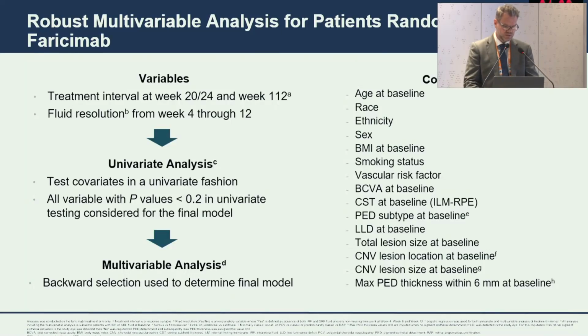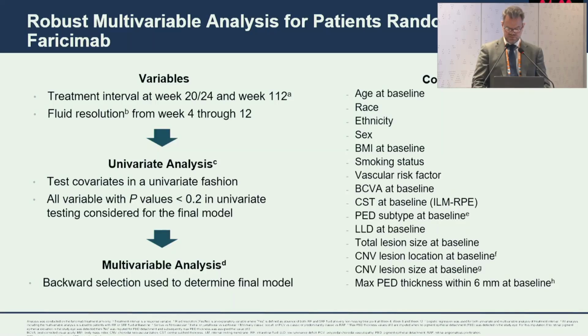To answer that question, a multivariate analysis was performed with the variables of treatment interval at 20 to 24 weeks and 112 weeks, with early fluid resolution in the loading treatments from week 4 through to week 12. With the covariates, as you can see on the right, being tested in a univariate analysis to start with, and all those variables that met the inclusion criteria were then put into the final model, which was a multivariate analysis, which was backwards selected.